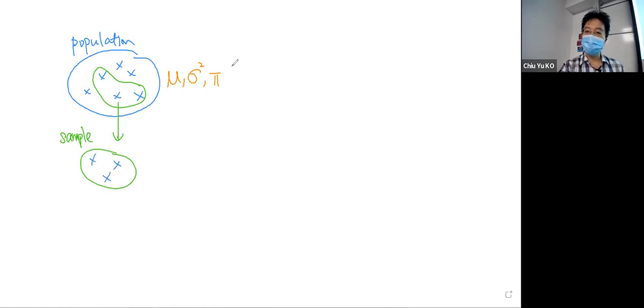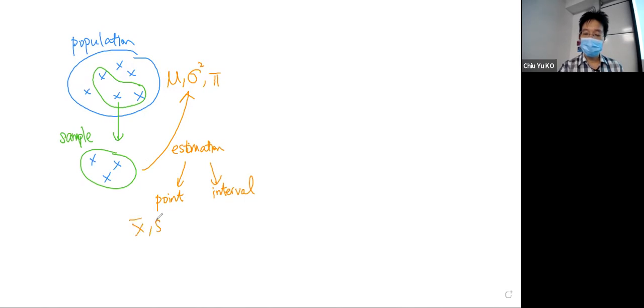We use some estimation method, which involves 2 things: point estimation and interval estimation. Point estimates are x bar, s square, and p. Interval estimation is like x bar plus or minus m, and also p plus or minus m as well.